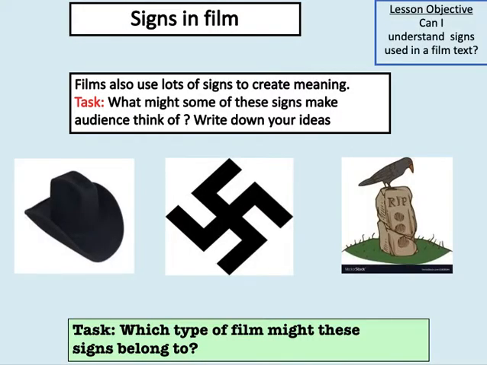So a sign in a film, like I've said, can be anything. It can be a prop, it can be an actual symbol, it can be the setting, it can be colour, it can be the sound effects, it can be the weather, it can be anything in a film. It can be classed as a sign.